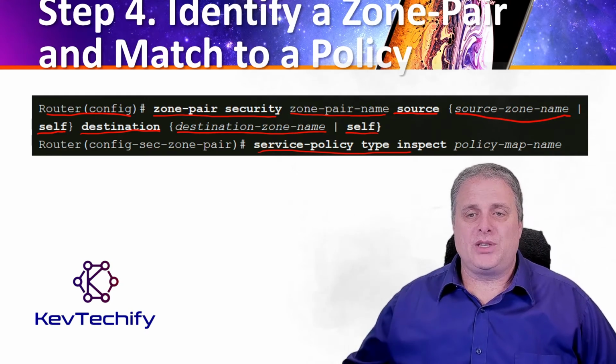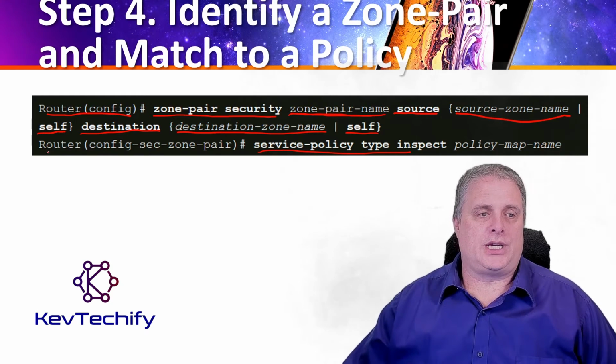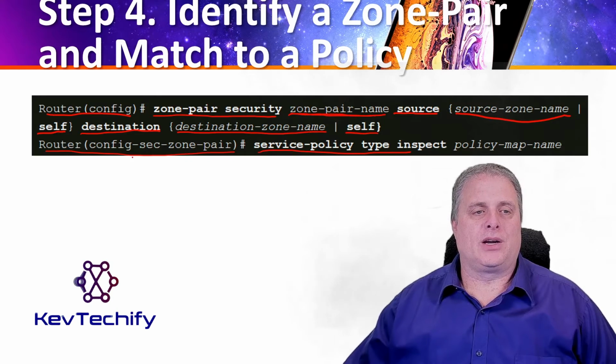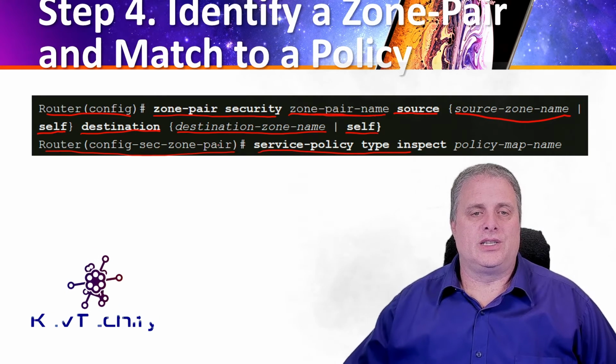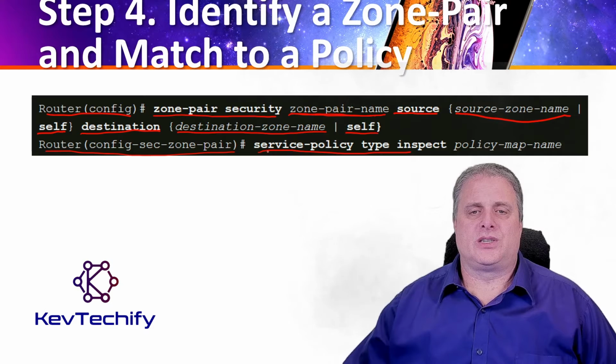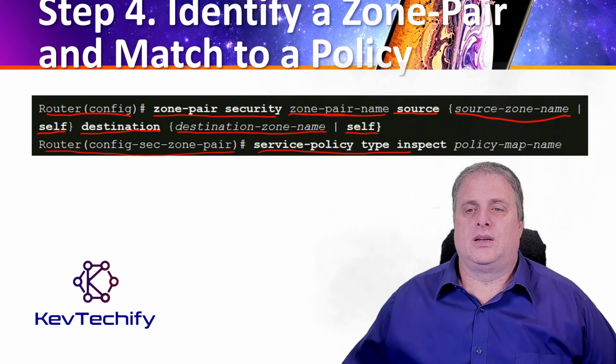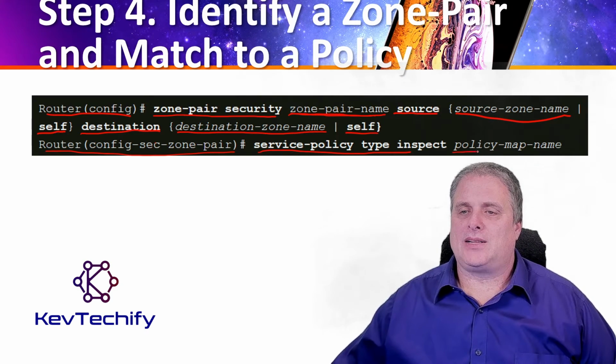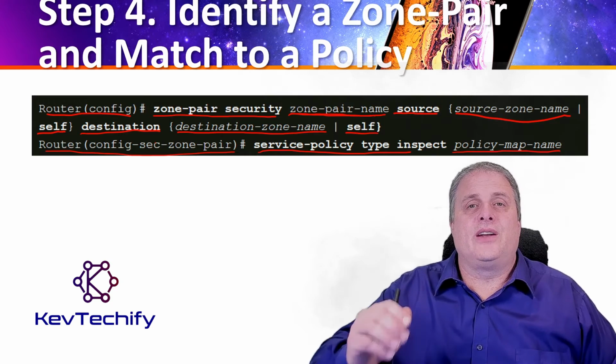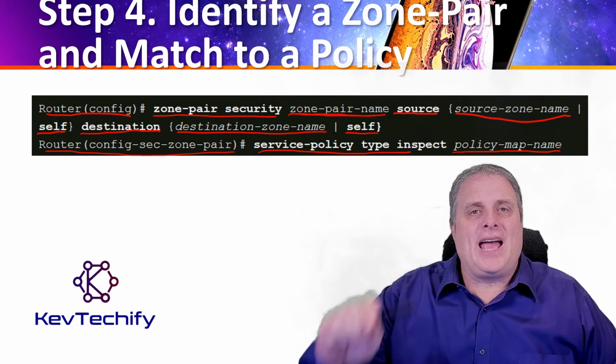Once you've established that zone pair, you created the zone pair name, our prompt changes, and now you can see we're in a bigger command, so config security zone pair. Now we can use the service policy map here. Then you specify that policy map here. This is where you identify the policy for the action to be taken.